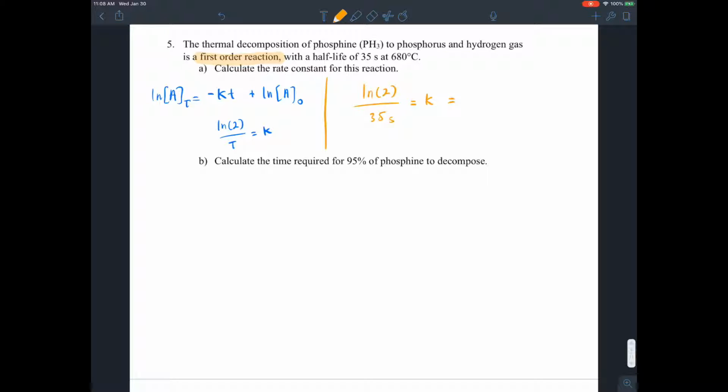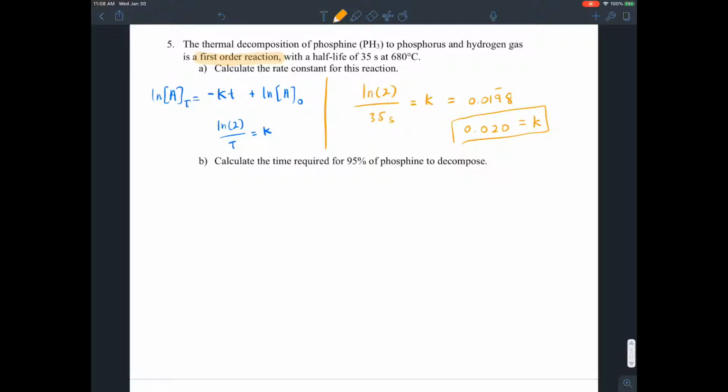The answer I got was 0.0198. And that's going to be our rate constant for this. Well, we should take into consideration the significant figures given in this problem. And it looks like we have two significant figures, so I'm going to round this 9 here because there's a number greater than 5 to the right of it, so it's going to be 0.020. That's going to be my rate constant for this particular problem.